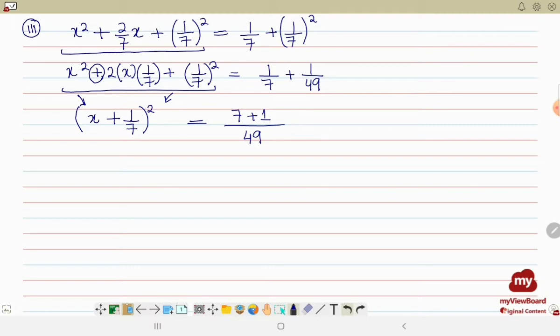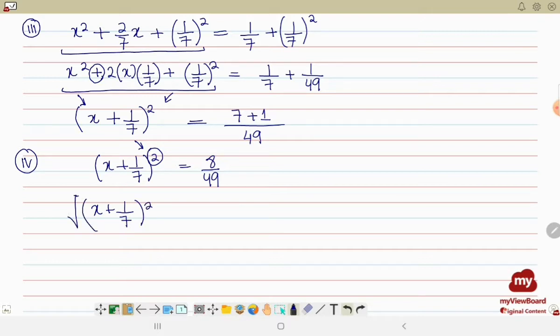Now we are supposed to solve it further. Let it be like this: x plus 1 by 7 whole square equals 8 over 49. Now since we have to remove this square, this is going to be the fourth step of working. After completing the square, we have to remove the square. For removing the square sign, we'll take square root on both sides.